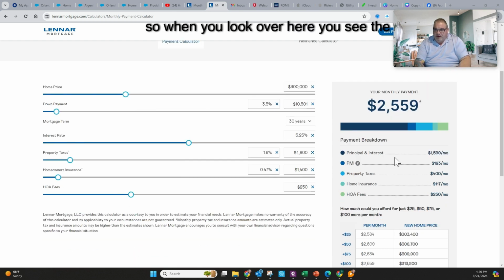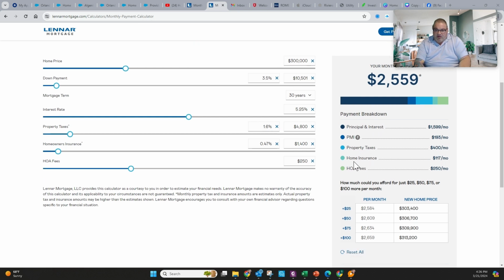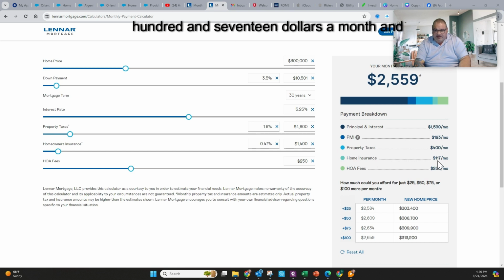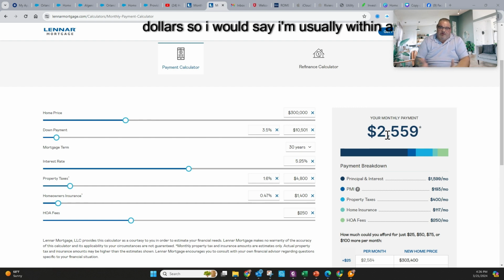So when you look over here, you see the principal and interest is $1,599 a month. The private mortgage insurance is $193 a month. Your property taxes are going to run you about $400 a month. Your home insurance is going to run you about $117 a month. And then the HOA and CDD, because we put them both in there, are going to run you about $250 a month. And for a $300,000 home with these numbers, it's going to run you approximately $2,560. I'm usually within $100, give or take, depending on that person's specific credit profile.